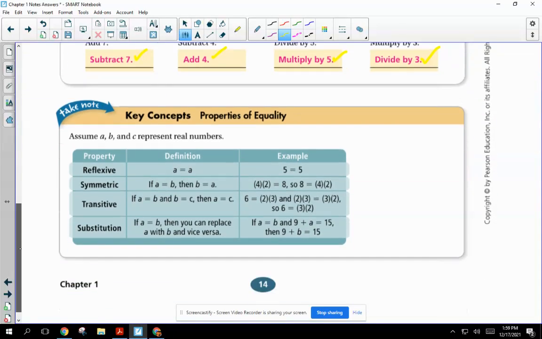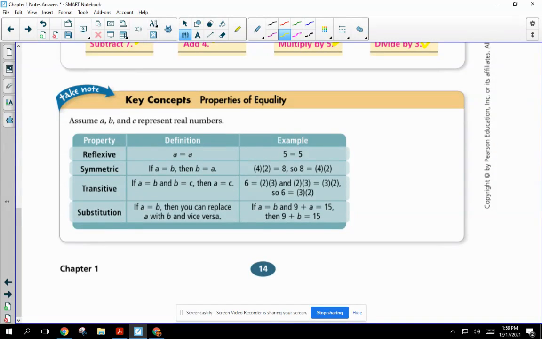Then we have properties. Like the other properties we discussed in chapters 1.2 and 1.3, we are not going to memorize these, but we need to know what they kind of mean. Reflexive property means A equals A, like 5 equals 5. Symmetric property is if A equals B, then B must equal A. So 4 times 2 is 8, so 8 equals 4 times 2. Transitive property: if A equals B and B equals C, then A must equal C. Substitution property is if A equals B, then you can replace A with B and vice versa.